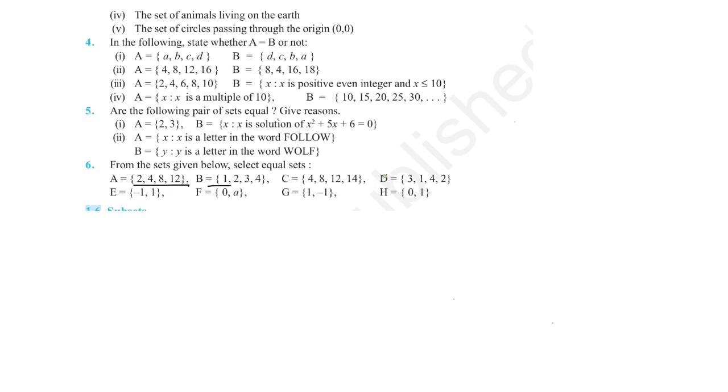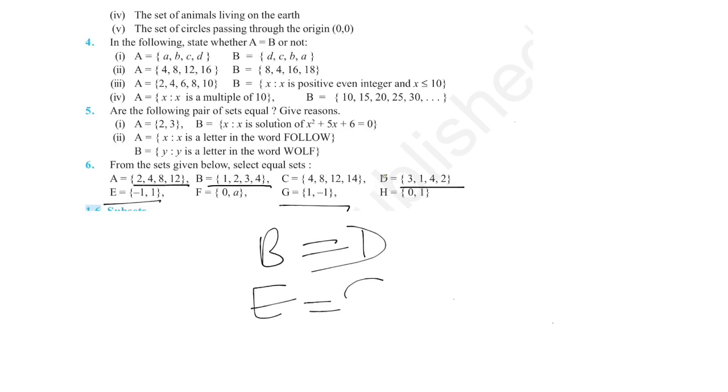Then we go to B. B has elements 1, 2, 3 and 4. And when we check, D also has the same elements, 3, 1, 4 and 2, in a different order, but the elements of D are also the elements of B, and the elements of B are also the elements of D. So B is equal to D. Then if we check E and G, we find that E is equal to G. Alright, and no other sets are making an equal pair, so we have only these 2 pairs: B is equal to D and E is equal to G.